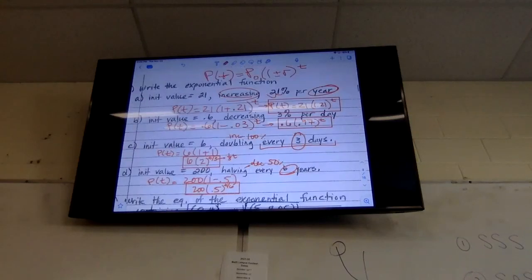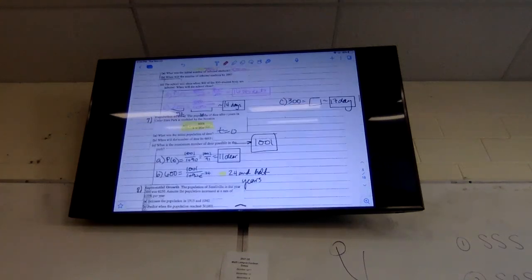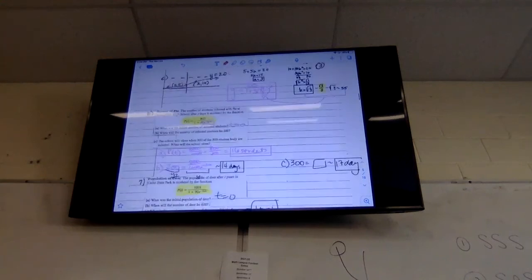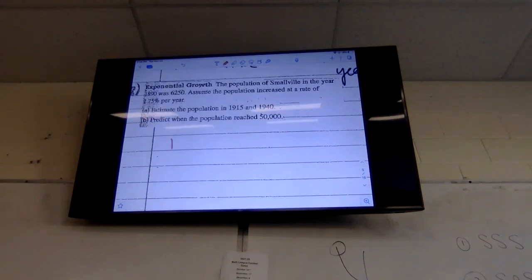Okay. The last problem I want to do is a word problem that makes us use this equation to write the equation for the word problem. So I want you to flip to the last problem of that page that we just left off on. Okay, so let me write it again. P of t equals P sub 0 times 1 plus minus r to the t.